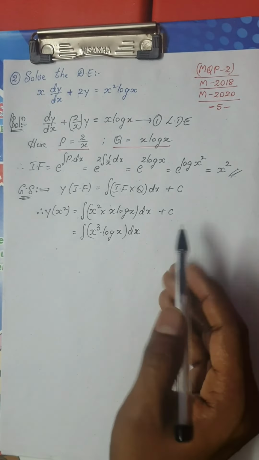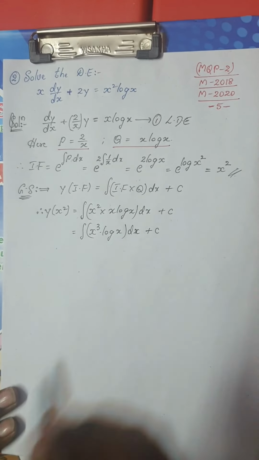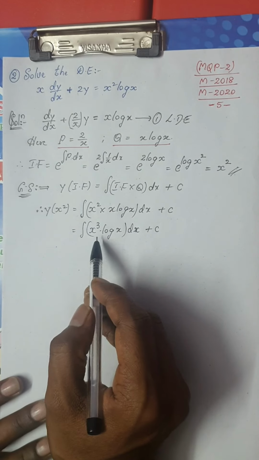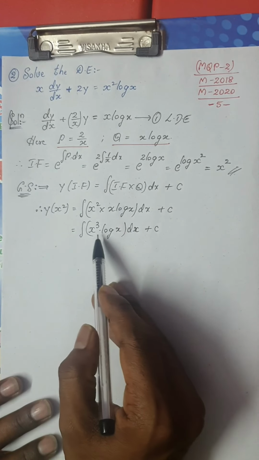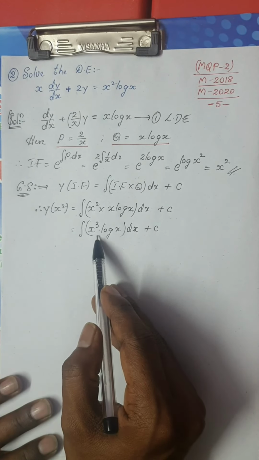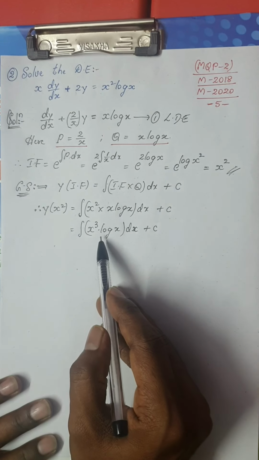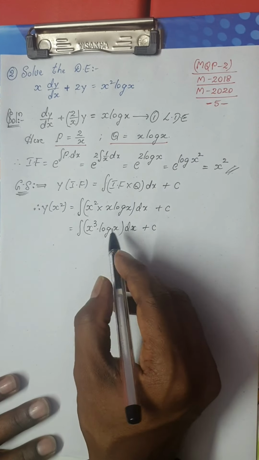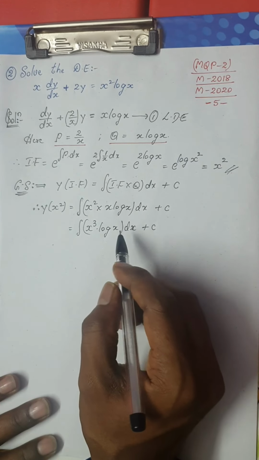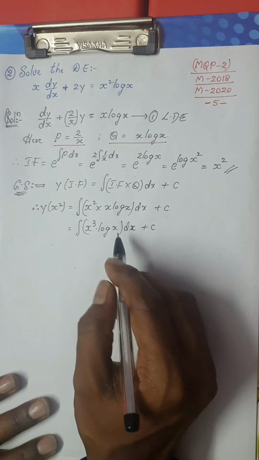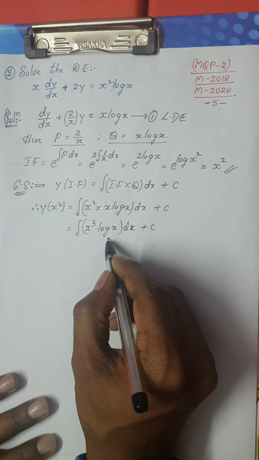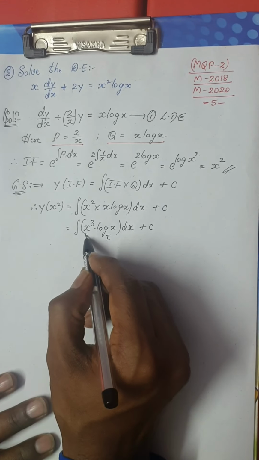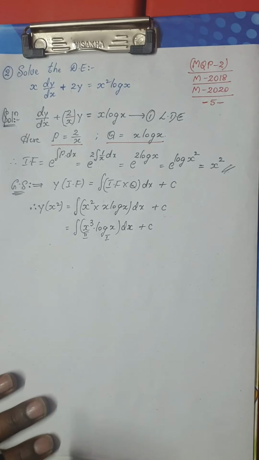I'll write this, plus c here. Now look here, dear students. Here you have the integral of a product of two functions. I will use the process of integration by parts. I hope you are already familiar with the procedure there. We will consider one as the first function, the other as the second function. According to our logic of ILATE, I'll consider the logarithm as the first function and algebraic as the second function.